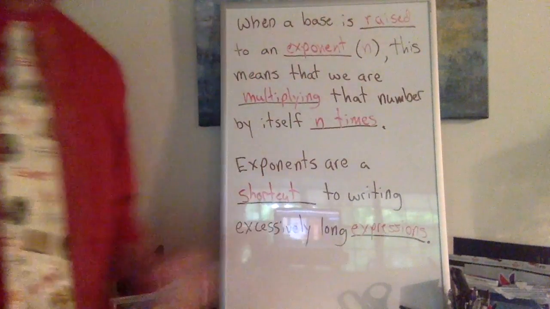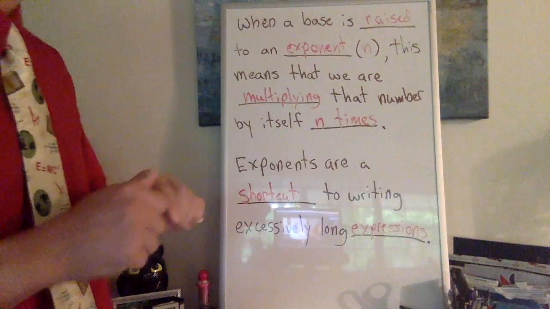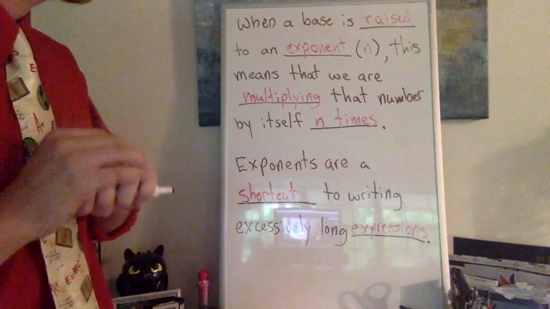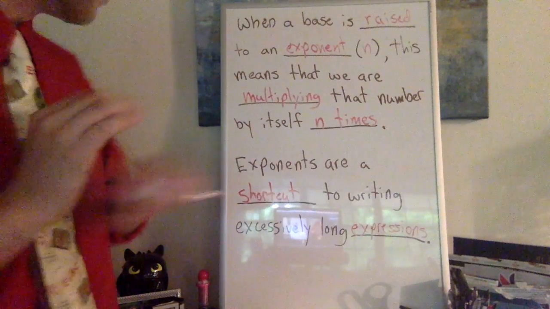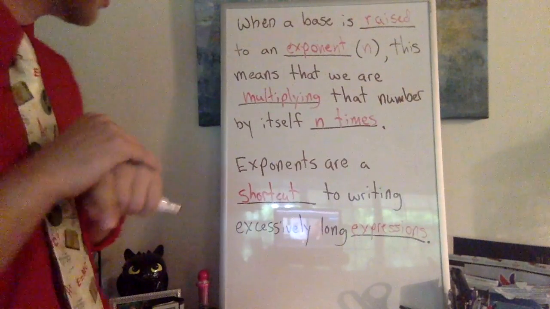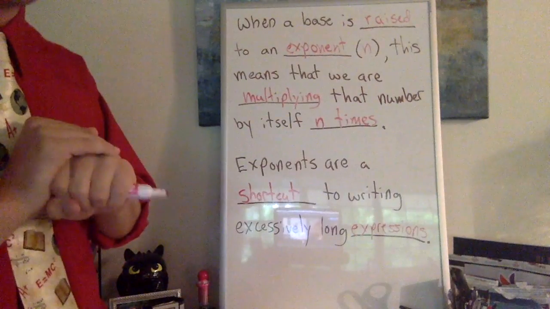Alright? So take a second and fill that in. Again, when a base is raised to an exponent n, this means that we are multiplying that number by itself n times. And as a result, exponents are used as a shortcut to writing excessively long expressions. So they save us a little bit of time, and you'll see how.